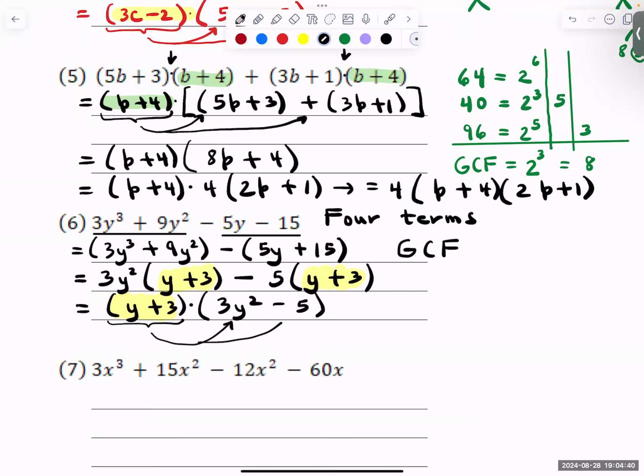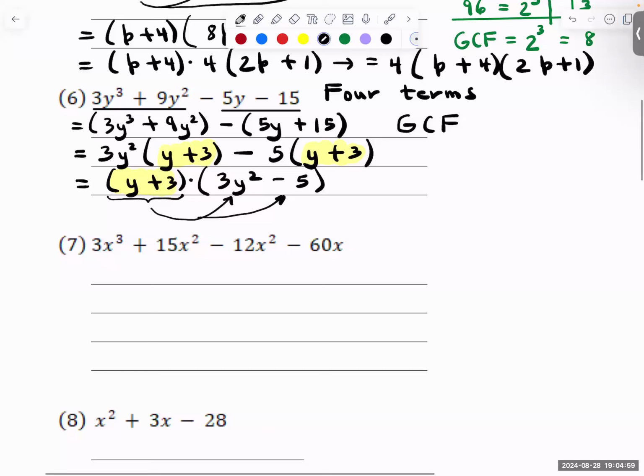We check and see if we can factor further by looking for a common factor for either binomial. Both binomials are prime. Their only common factor is 1, so we cannot factor any further.